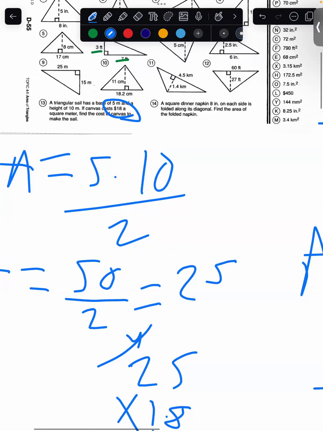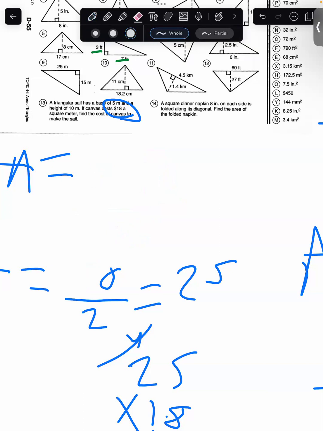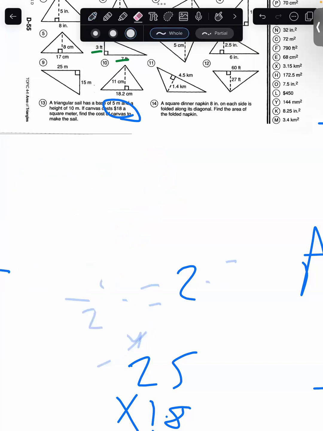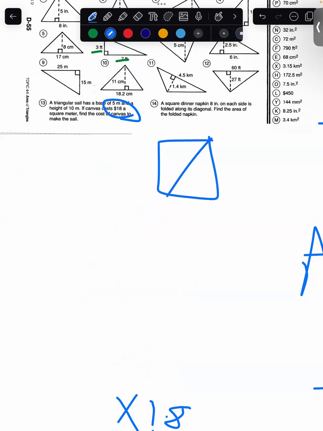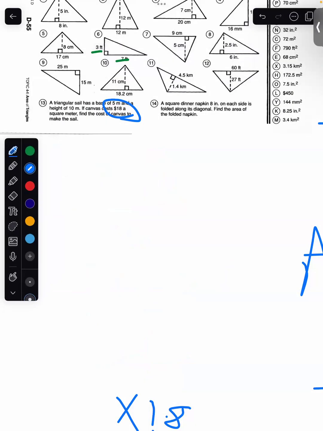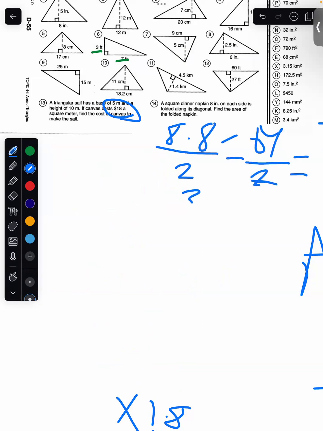All right, and then the last one, we have a square dinner napkin, 8 inches on each side is folded along the diagonal. Find the area of the folded napkin. So basically it's saying that you're taking the rectangle, making it a triangle, and it's a square. So think about it, it's like this. It's 8 by 8, right? So then that means that this triangle right here is what we're looking for, right? So that would be 8 times 8. Oops. 8 times 8 divided by 2. So 64 divided by 2 equals 32 square inches.